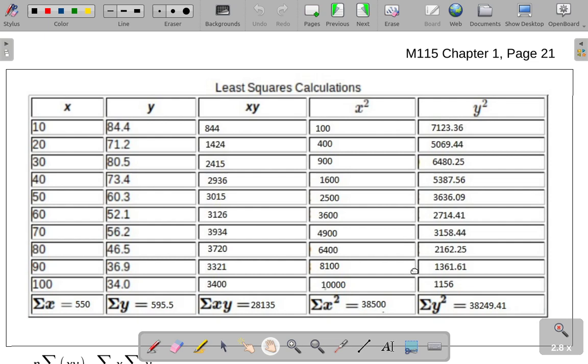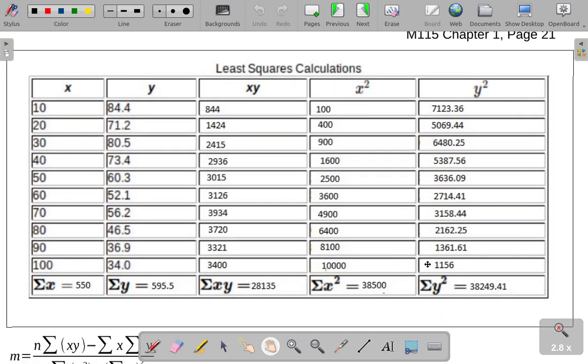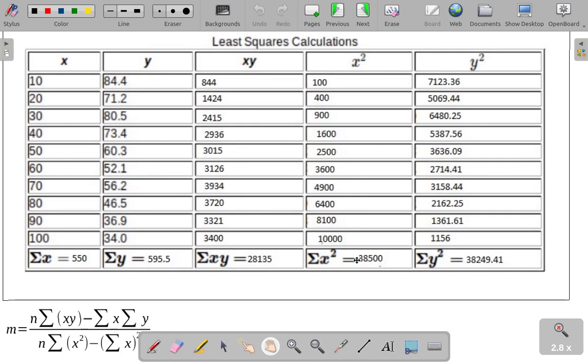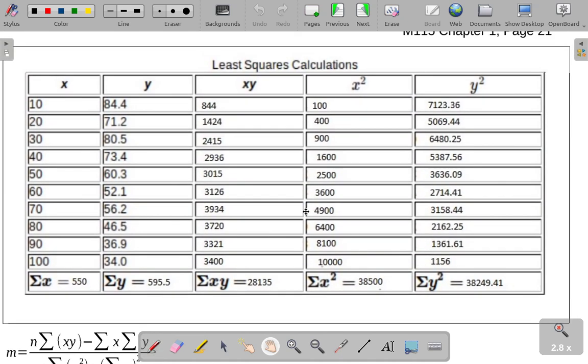Well, kind of. You can see all the different values are filled out here. The sum of all your x's is 550. That 844 that I wrote in is right there, that 100, and so on. And you can figure out the sums. If you're doing this by hand, you can see it quickly becomes a fairly tedious process.